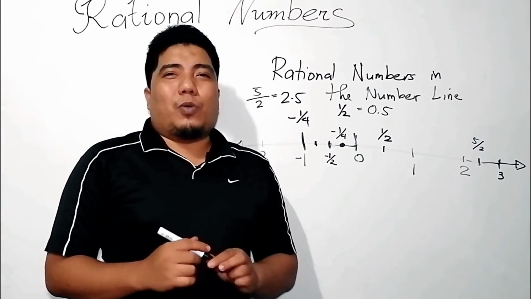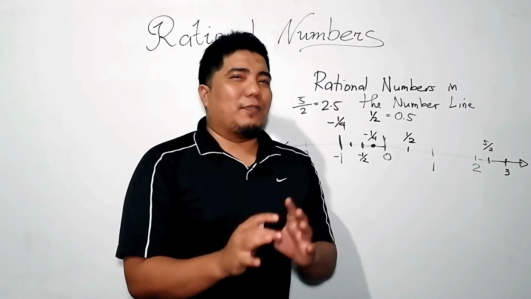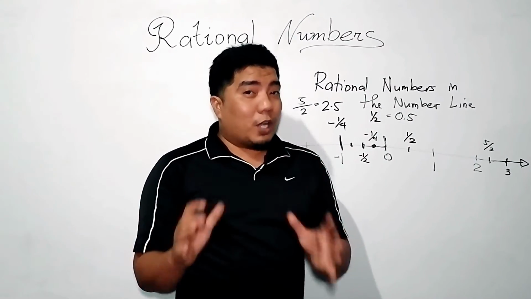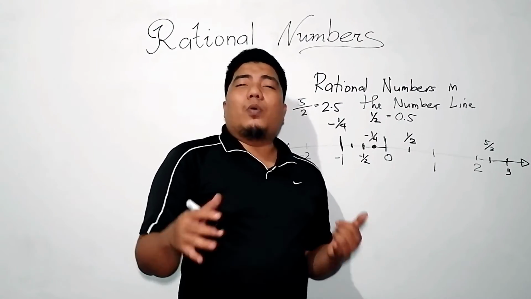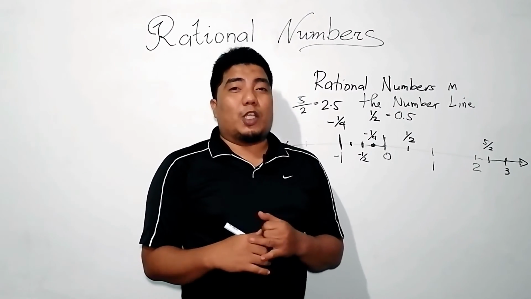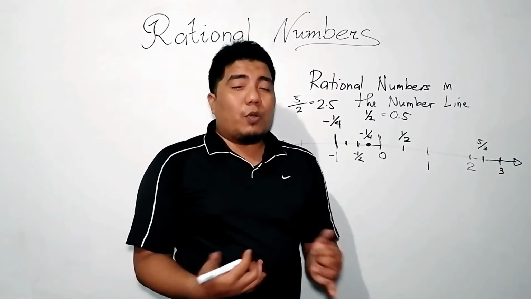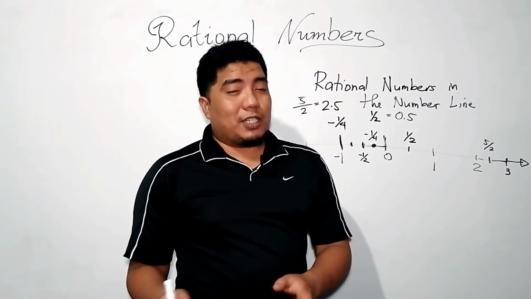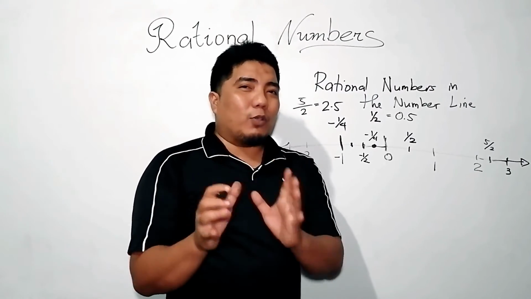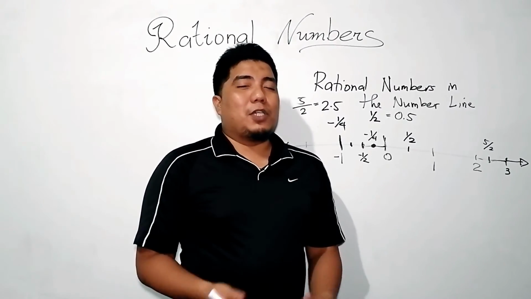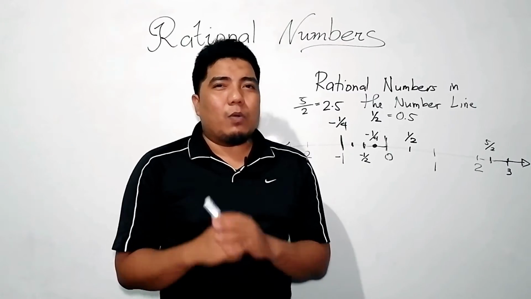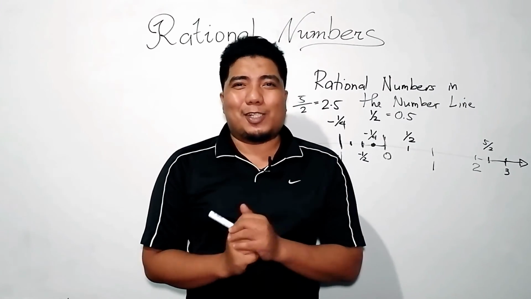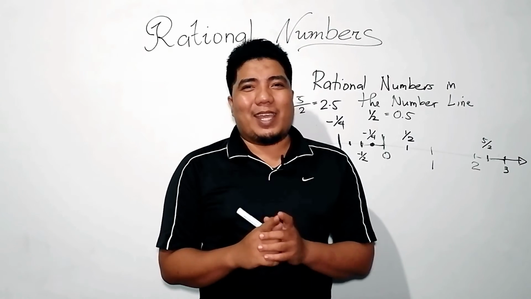Easy, right? So, let's wrap up our discussion for today. You already know the definition of rational numbers. You already know the different forms of a rational number. You know how to convert fractions to decimals and decimals to fractions. And now, you also know how to locate rational numbers in the number line. Now is the time that I will challenge you to see whether you have really understood our discussion for today. And here it is.